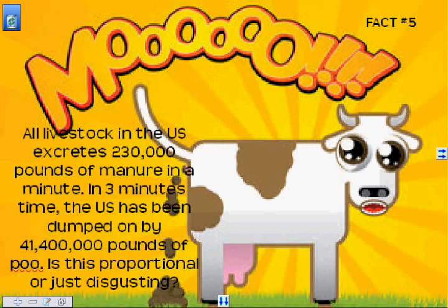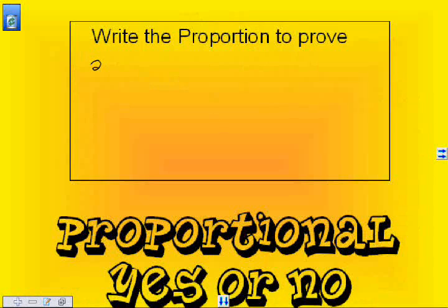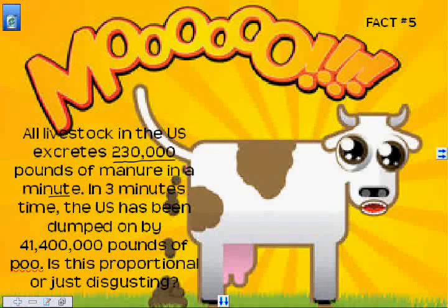In 3 minutes' time, the U.S. has been dumped on by 41,400,000 pounds of poo. Is this proportional or just disgusting? So, let's look at the information that we have. We know that all livestock excretes 230,000 pounds in 1 minute. So, we're going to write that down. 230,000 pounds of poo in 1 minute.